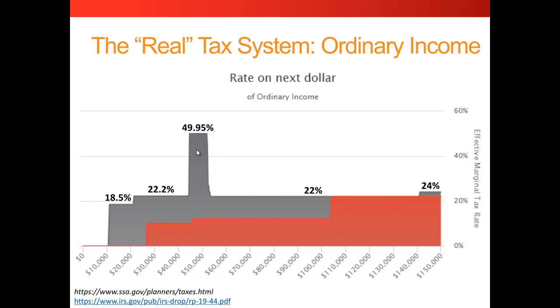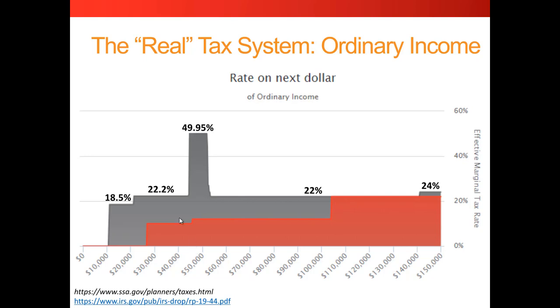49.95% effective marginal rate. And you may say, those don't line up at all with our 10% bracket, 12% bracket, 22% bracket. And that's exactly the point. It's the interactions between different income types that can really throw a wrench in retirement income plans. So how did that 49.95% happen?